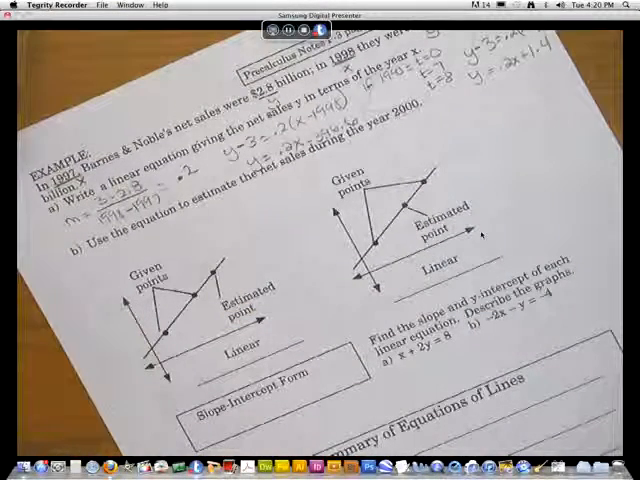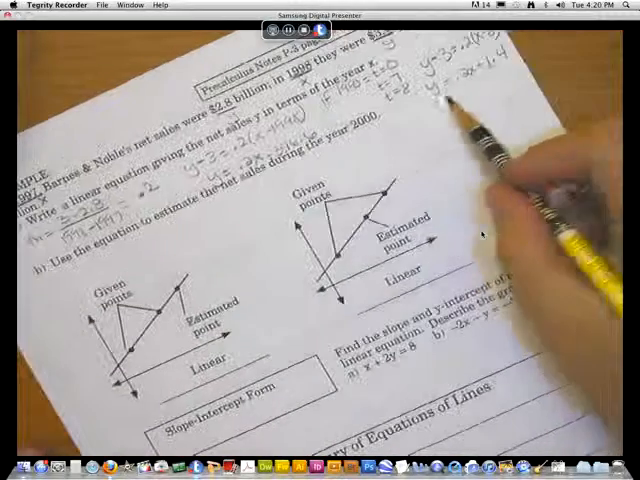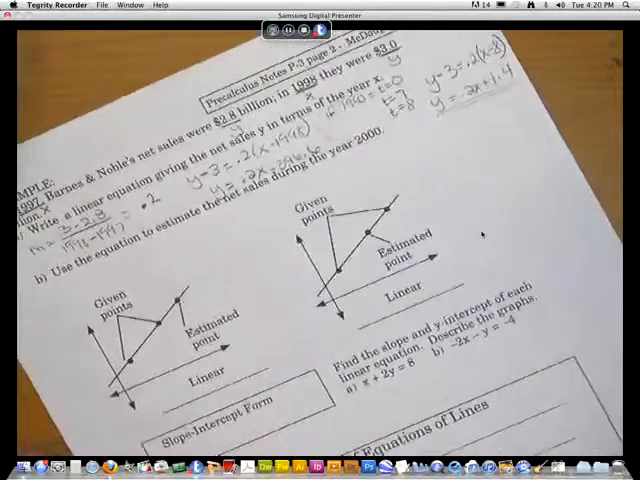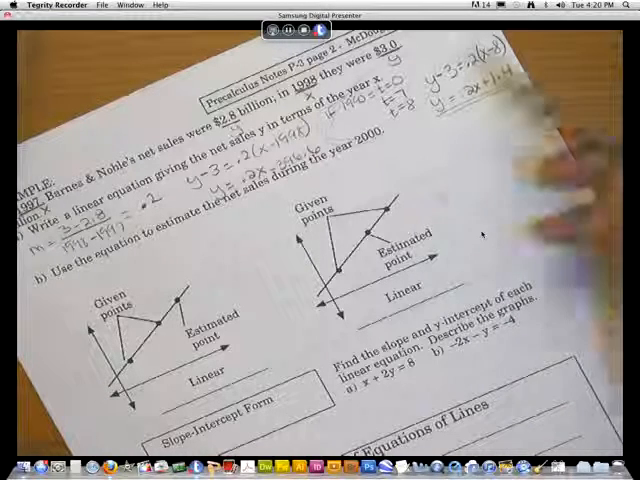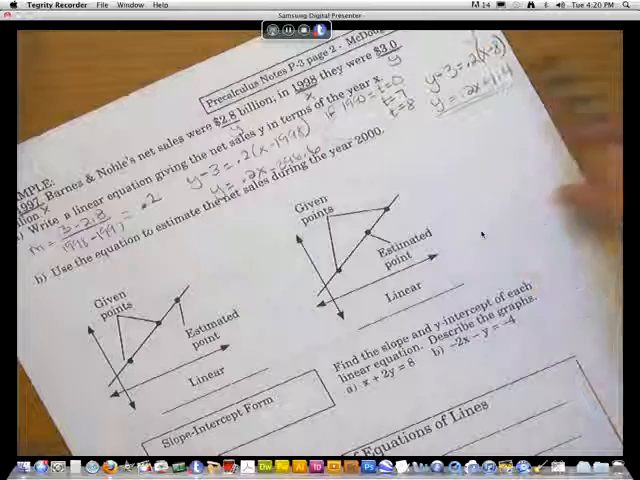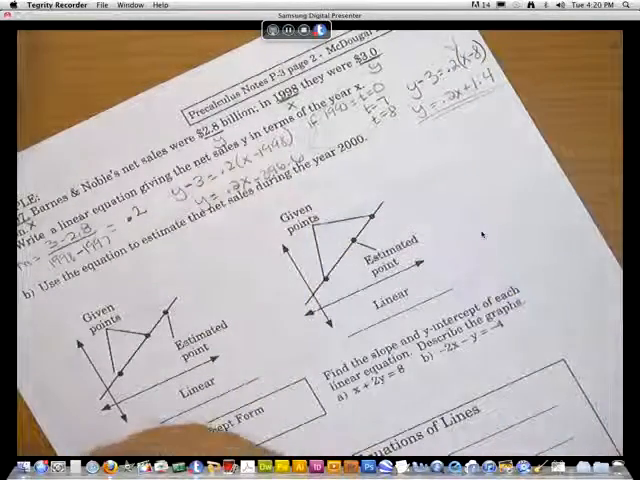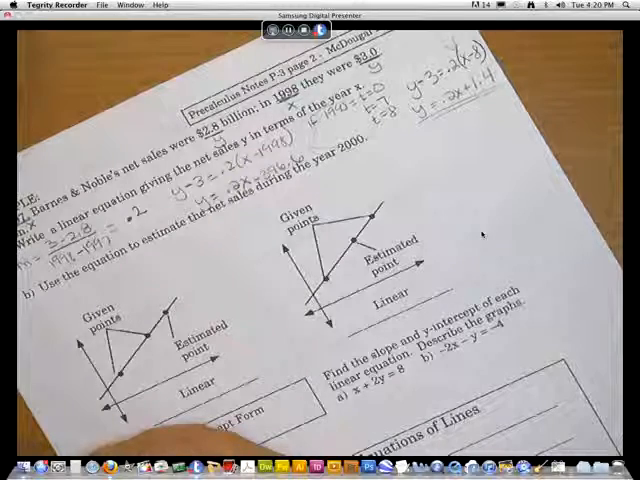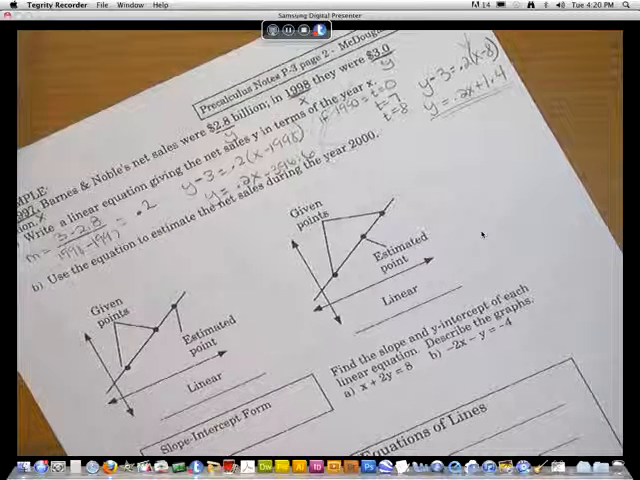Use the equation to estimate the net sales during the year 2000. So if we use this second one, which will be the most common one, the year 2000, well, the year is the x value according to our information that was given. So during the year of 2000, that would be equivalent to the year of 11.